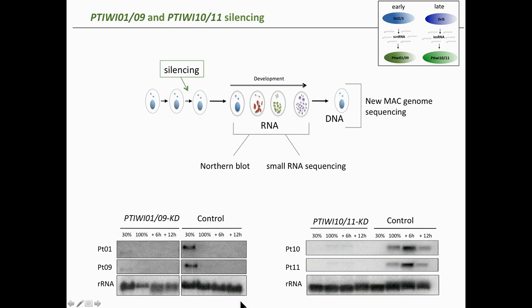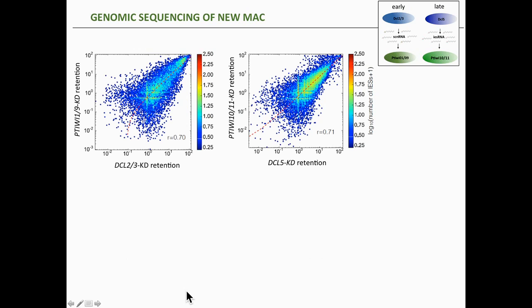Here is the corresponding northern blot to the experiment. So, first the DNA. What you see here is a plot which shows the correlation of retention scores of the IESs from different silencings. The blue dots represent IESs. If an IES is more towards this side, it has a high retention in this knockdown, whereas if it is more in this area, it has a high retention in the knockdown of these genes.